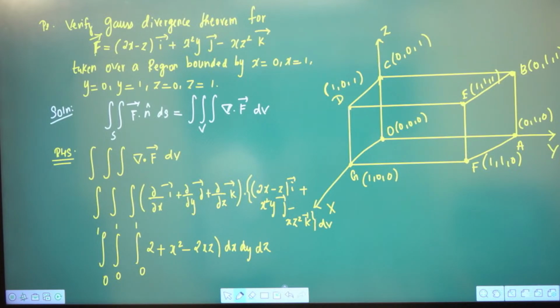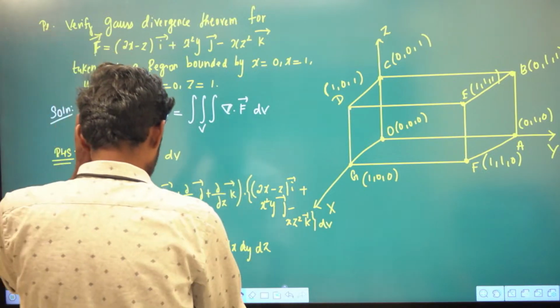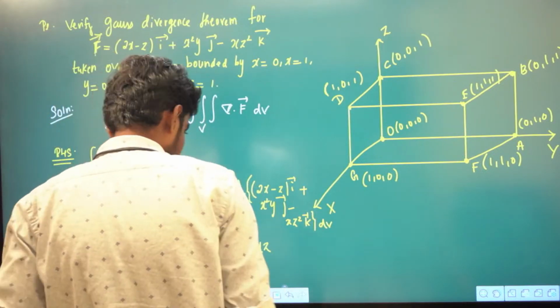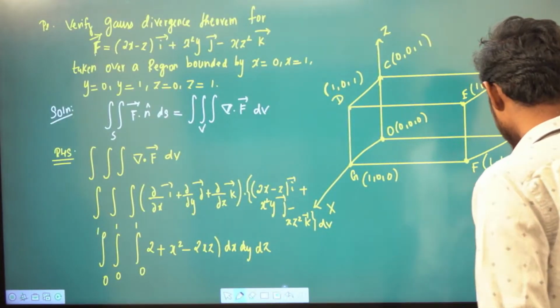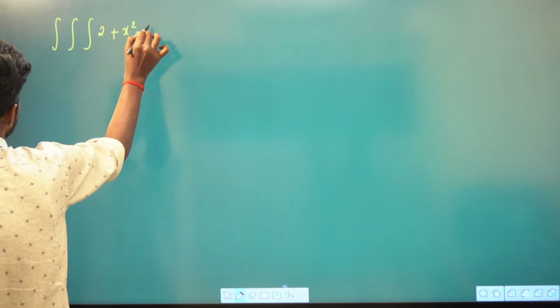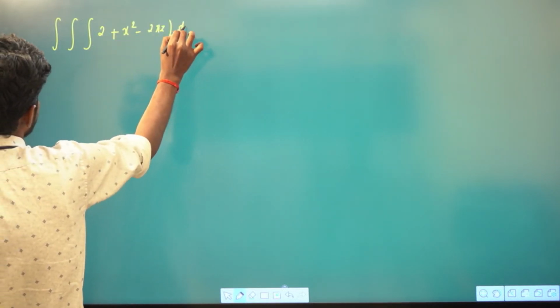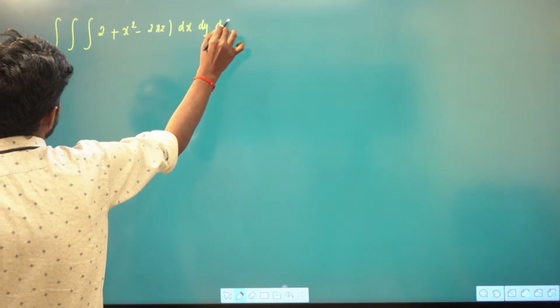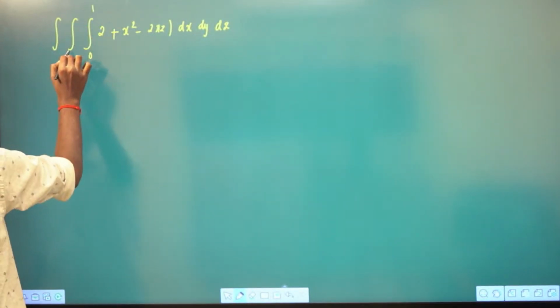So yes, 2 plus x square minus 2xz. Yes, correct. Now we will integrate this over dx dy dz. So that is, we need to triple integrate 2 plus x square minus 2xz, dx dy dz, and x varies from 0 to 1, y varies from 0 to 1.